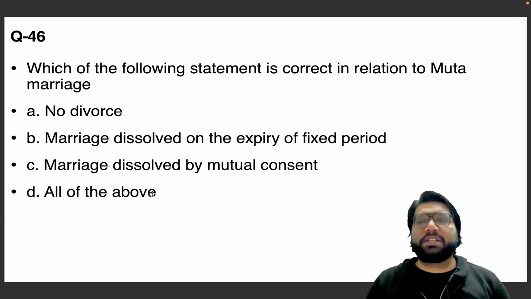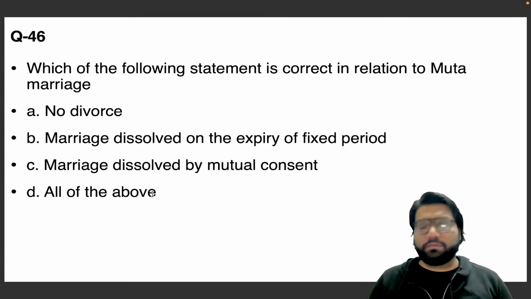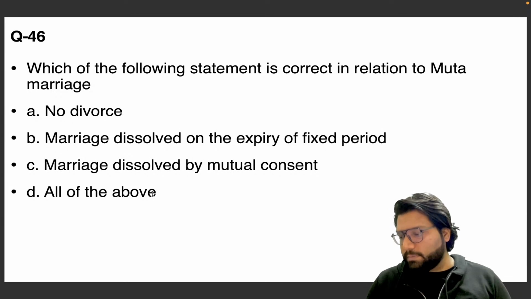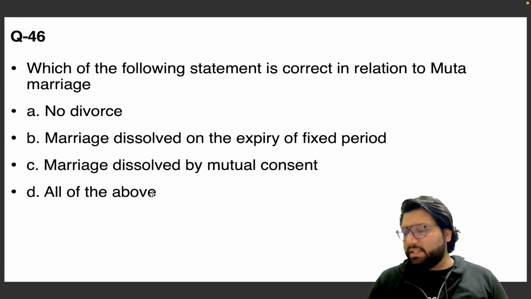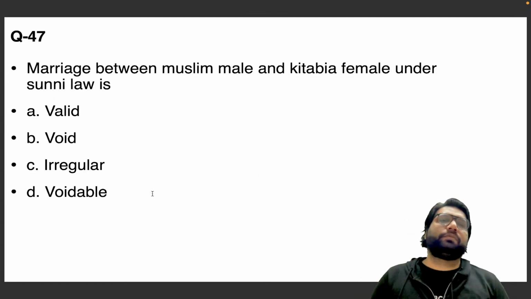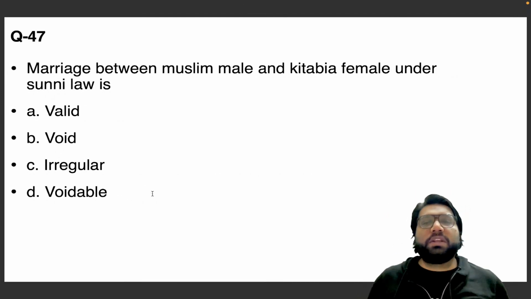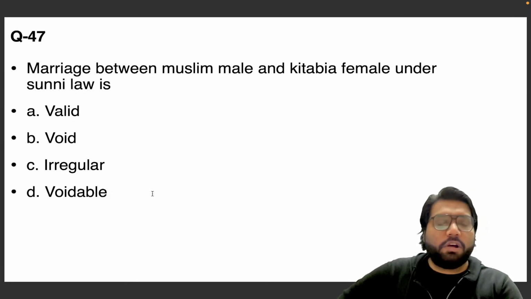Which of the following statements is correct in relation to muta marriage? And yes, everyone's answer is correct, starting from Natasha, Kanika, Ayush, and Vandana. D is the correct answer. Marriage between a Muslim male and a Kitabiya female under Sunni law is, what is the status of that marriage?